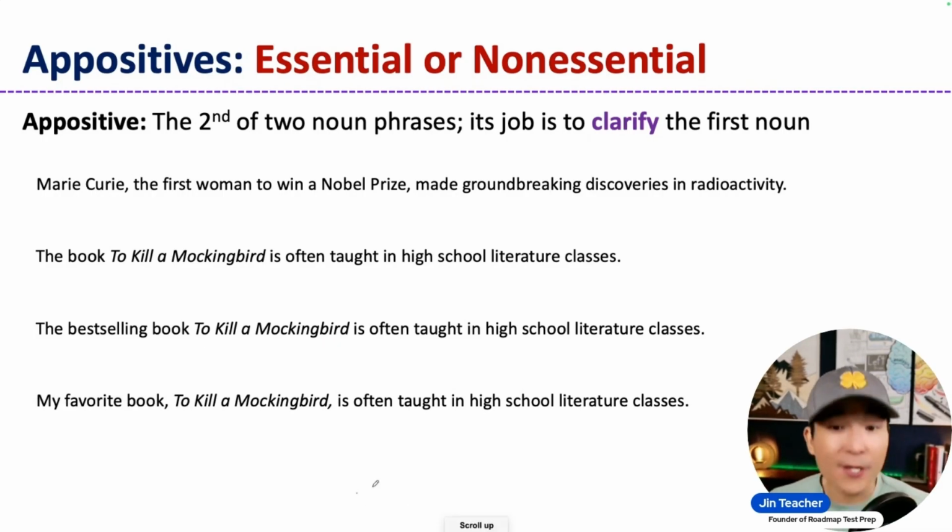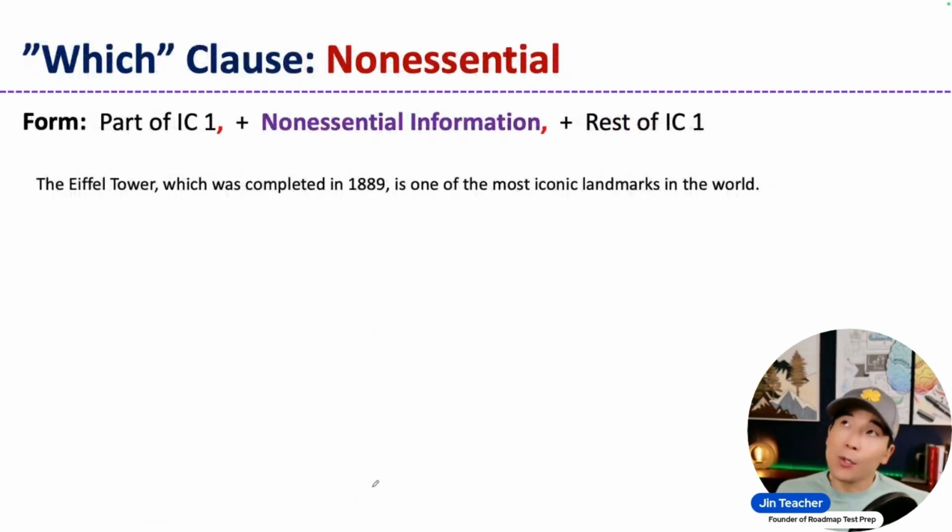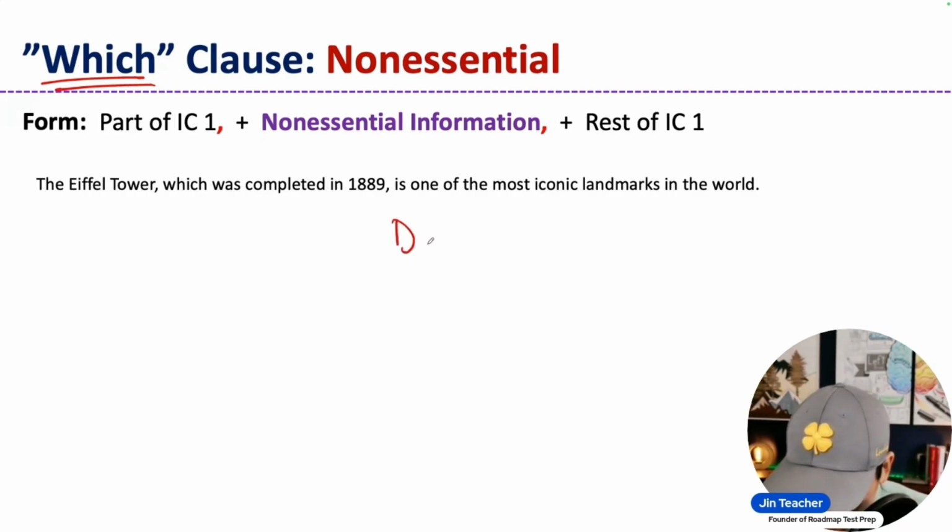Capiche? You guys got it, yeah? Cool. So the second type of information here is called the which clause, okay? Now the which clause is going to be a type of dependent clause. It's a type of dependent clause.